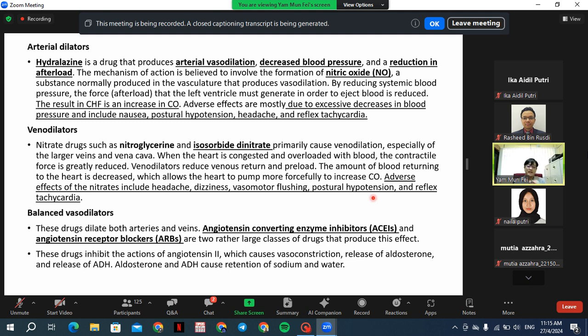For balanced vasodilators, just now I mentioned two types, ACE inhibitors and ARBs. So it depends on the conditions, what you want.